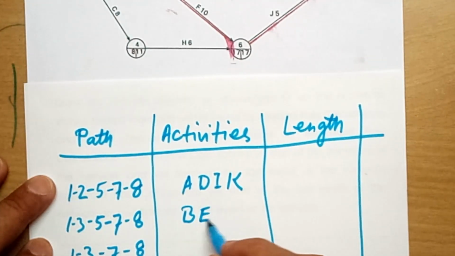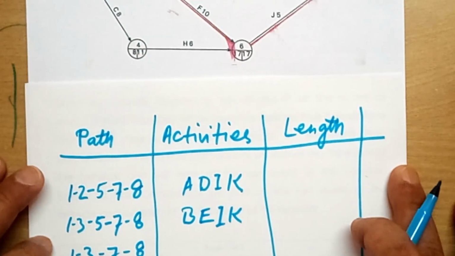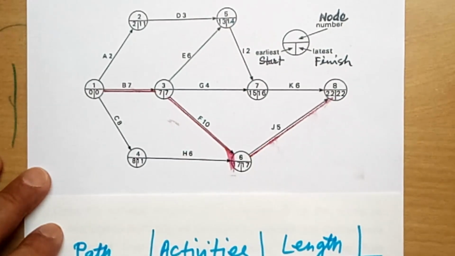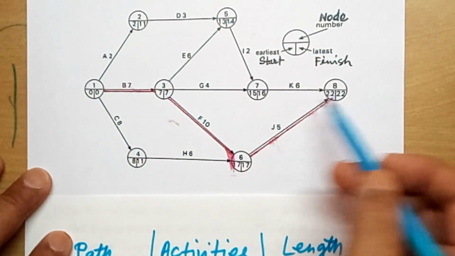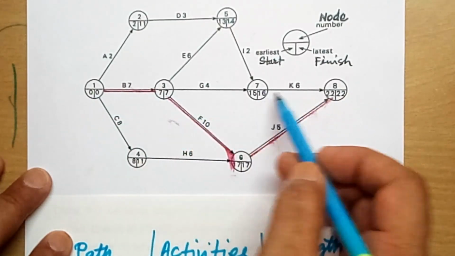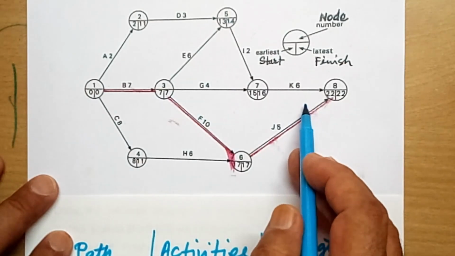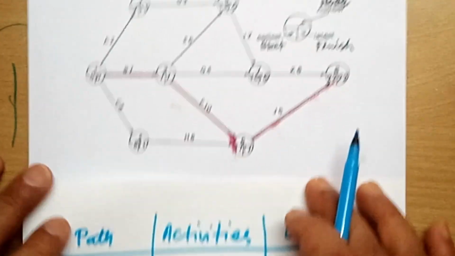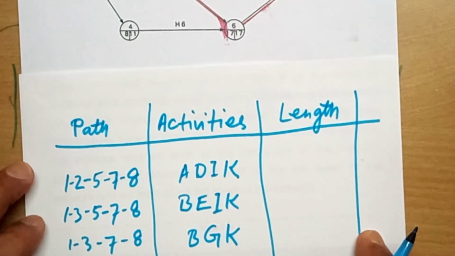B, E, I, K by activity. And then the next path by node was 1, 3, 7, 8, the state. That was the path by node. Now by activity, this is simply B, G, K. So write it B, G, K by activities.